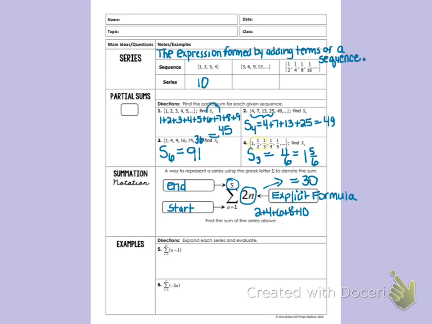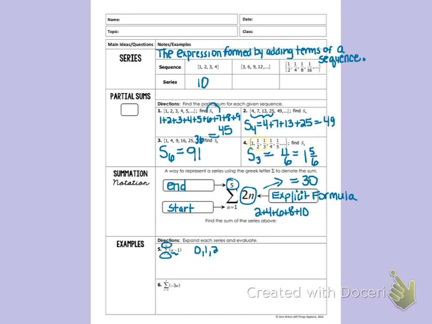So here's an example. This one wants me to start at the first term and end at the 12th term, and the sequence is found by taking whatever term in the sequence it is and subtracting 1. So if I were to plug in 1, it would be 1 minus 1, which is 0. Then the next one would be 2 minus 1, which is 1. The next one would be 3 minus 1, which is 2. And so you can see all that's really going to happen is it's just going to be 0, 1, 2, 3, 4, and so on.